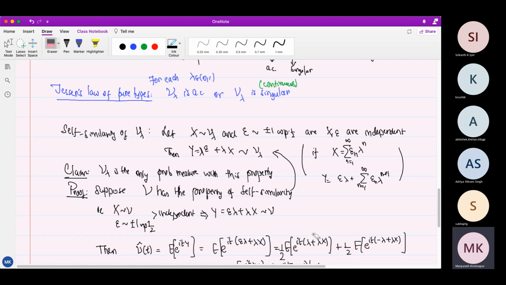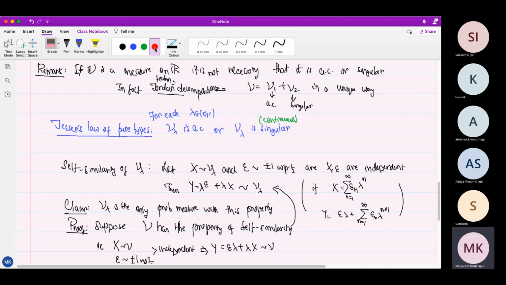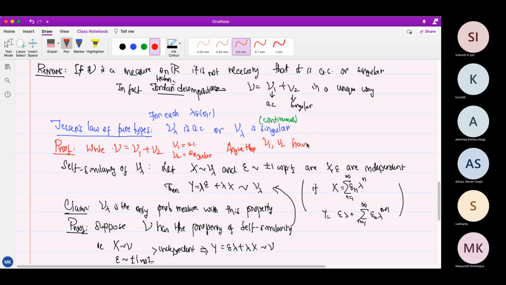So now we get the law of pure types. Let me write the proof here. Let me leave part of it as an exercise. Very simple exercise, nothing much. So write nu as nu1 plus nu2, where nu1 is absolutely continuous and nu2 is singular. So just argue that nu1 and nu2 have the same self-similarity property.